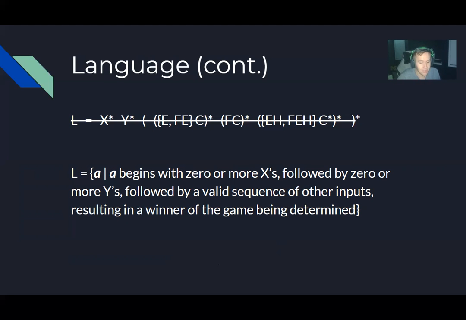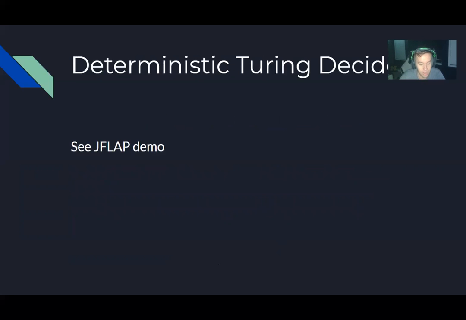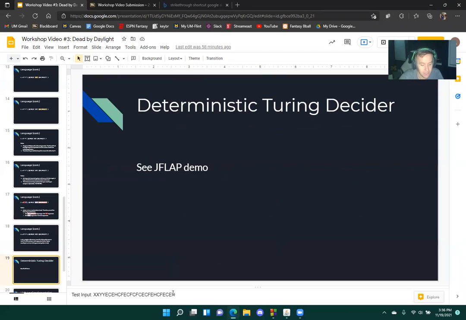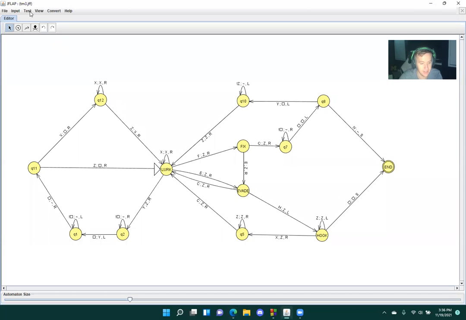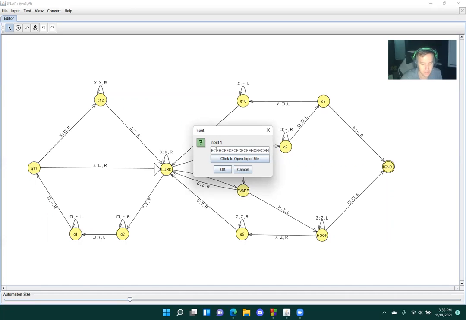So I think that will give us a good base for walking through the JFlap demo. I'm not sure what the best way of covering this is, but I have a test input here that covers all the transitions. So we'll just go over it really quick.